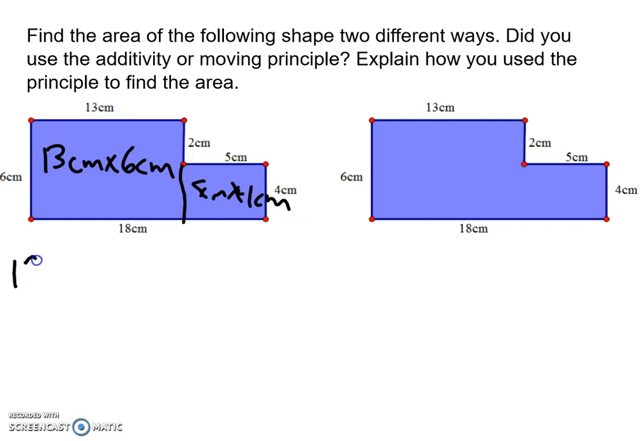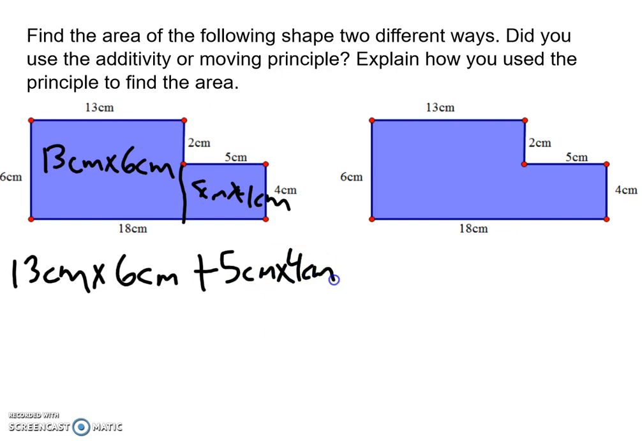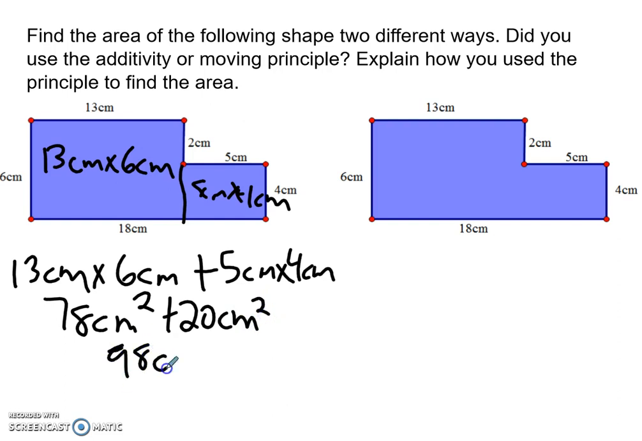So if I do 13 centimeters times 6 centimeters, and then I'm going to add that 5 centimeters by 4 centimeters, I get 78 square centimeters plus 20 square centimeters, and that gives me 98 square centimeters.